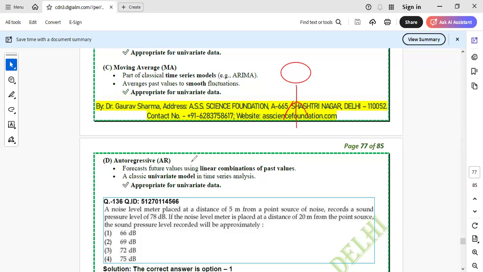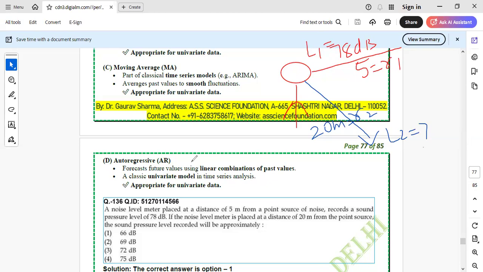A noise level meter is placed at a distance of 5 meters. So first I am at 5 meters, which is R1, and the sound intensity is 78 dB, which is basically L1, the loudness. Then I move in a different direction. Then what is the sound at 20 meters, that is R2 distance, and I have to find out L2.